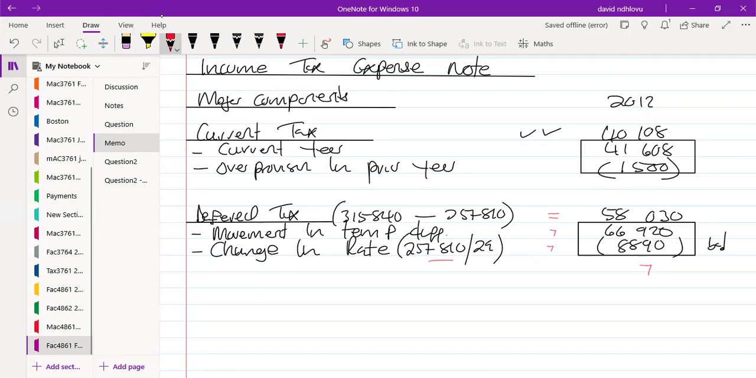Any questions, good people? Right, are we following? Yes, we are. Right, wonderful. So that is how you calculate what is called the SA normal tax.